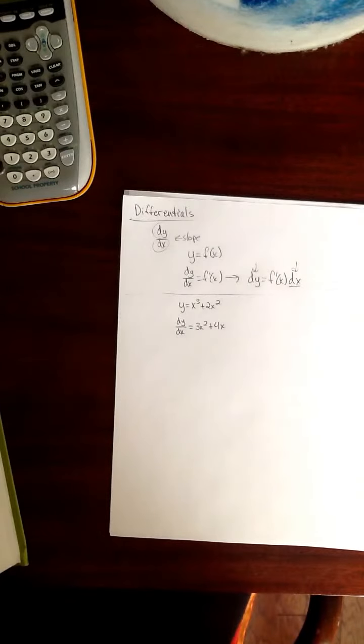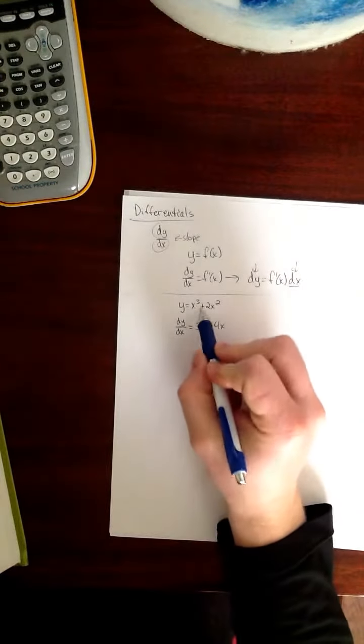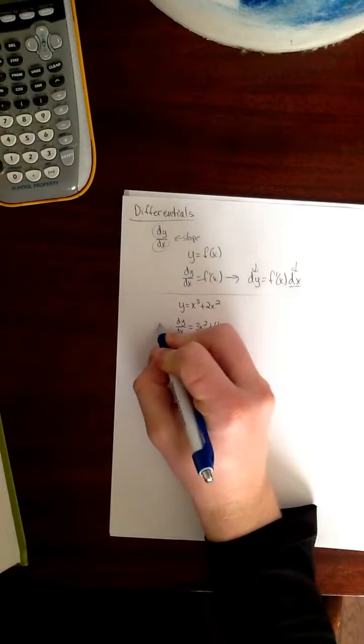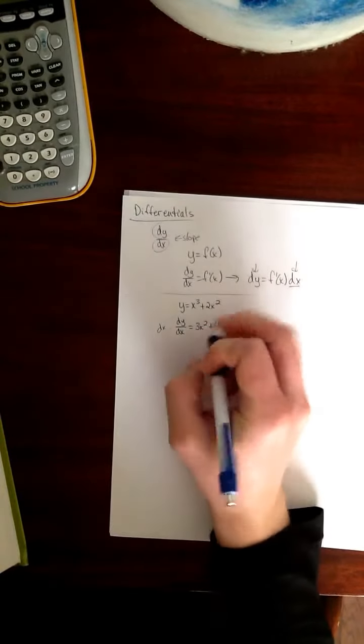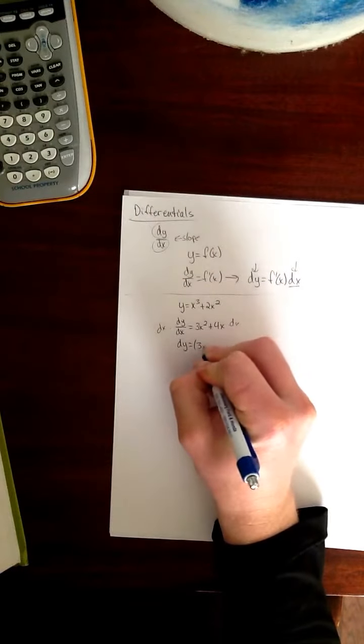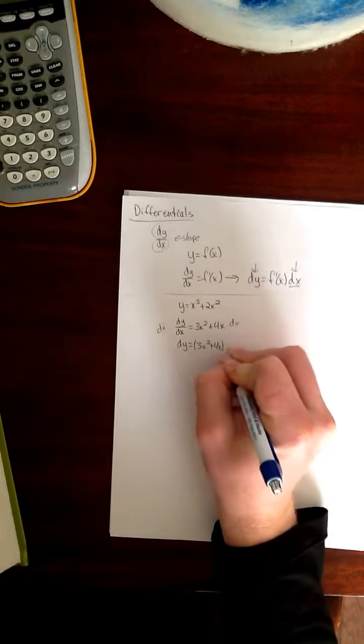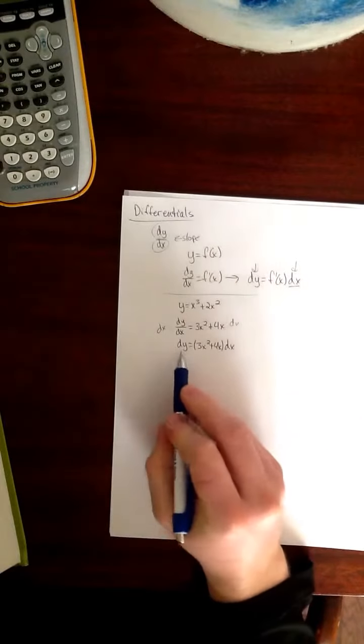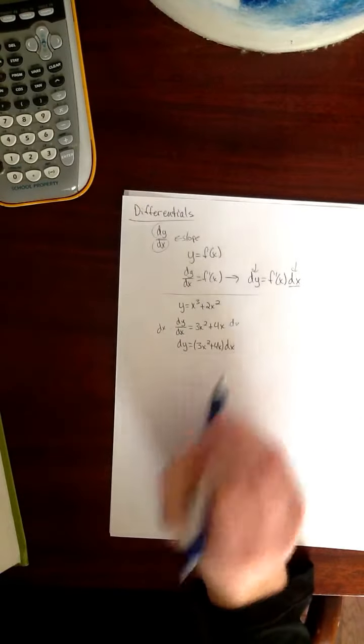Well, to do a differential, there's two ways of doing it. You could either do it this way and then multiply both sides by dx. So now we have dy equals 3x squared plus 4x dx. That just gives us the change in y as a function of the change in x.